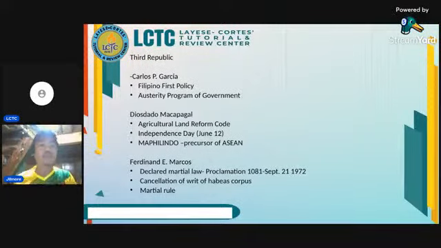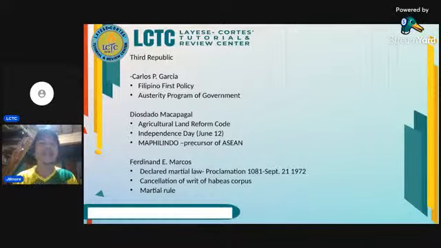Diosdado Macapagal, Agricultural Land Reform Code. And he was the president who changed the Independence Day from July 4 to June 12. Okay. Binalik niya. Remember that it was Aguinaldo who declared Philippine independence on June 12, right? 1898. And it was only the Americans who suggested that July 4 is their chosen date to give full independence. And from Roxas up to Garcia, July 4 is the Independence Day of the Philippines. And it was Diosdado Macapagal who changed it to June 12.